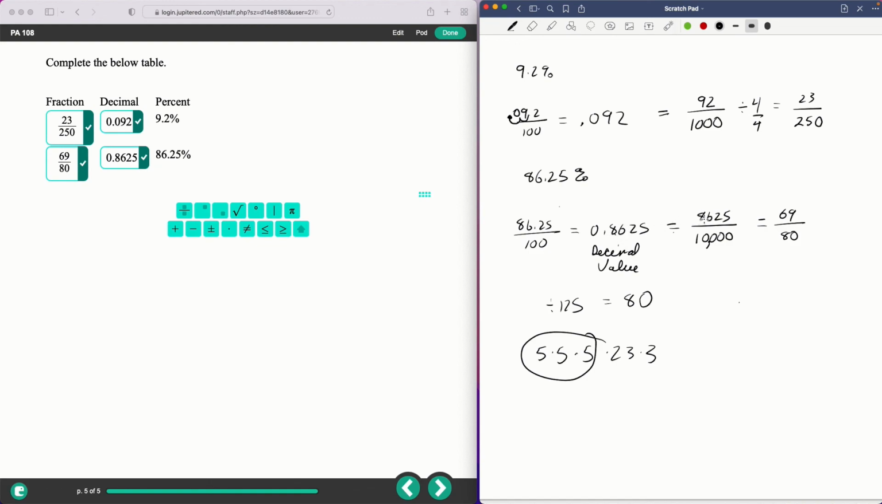So if you have this right and you have this right, then all you have to do now is reduce the fraction, and you know how to do that. Once you reduce the fraction to its smallest form, then that's your answer. And that's all you're doing.